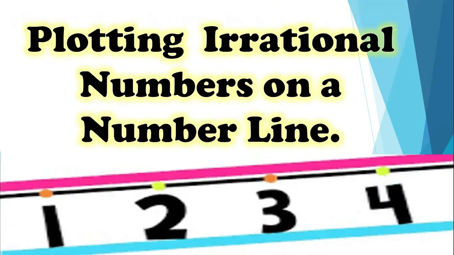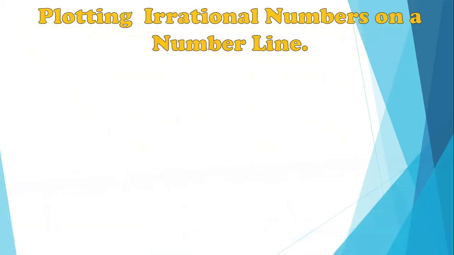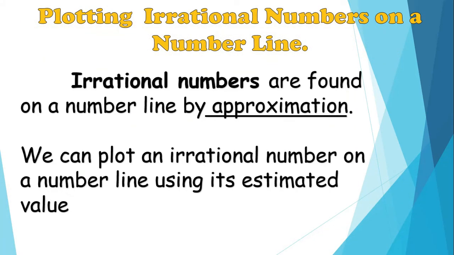Plotting irrational numbers on a number line. So paano nga ba tayo magpa-plot ng irrational number sa mismong number line kung siya ay irrational number? So irrational numbers are found on a number line by approximation. So hindi pwedeng exact talaga natin may ilalagay or may pa-plot siya, but we're going to approximate its location. So we can plot an irrational number on a number line using its estimated value. So kung nakuha na natin yung sagot kanina, now let's plot it on the number line.